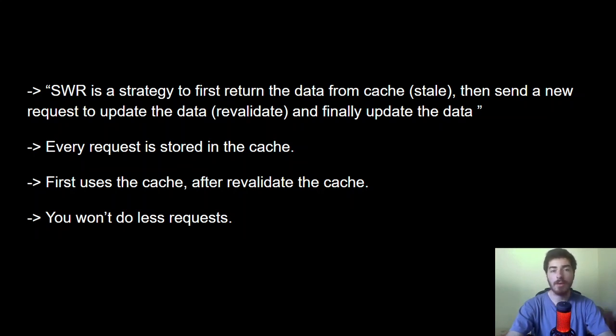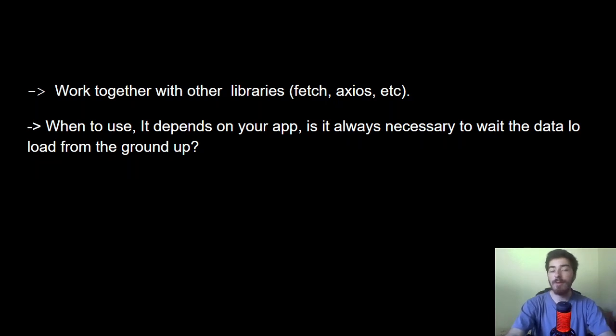You won't do fewer requests using SWR, because you put the data in the cache, but you always validate the data, and because of this, you won't do fewer requests. And SWR works together with other libraries, like Axios. So if you don't want to use a custom fetch library, SWR will use the fetch API, the API to fetch data available in the browser, and SWR will use fetch to get the data.